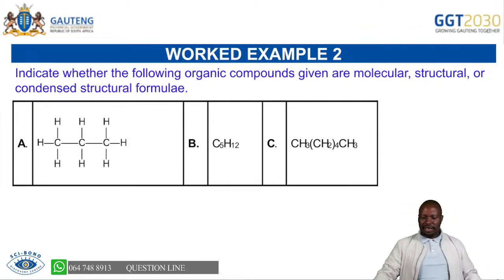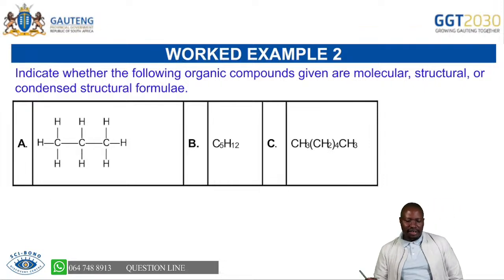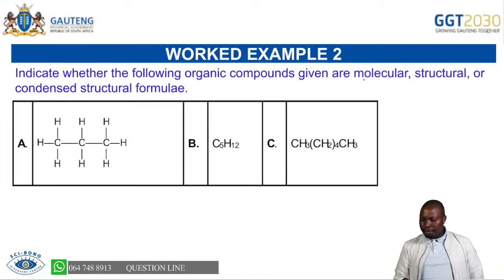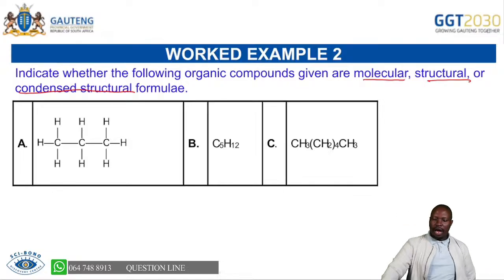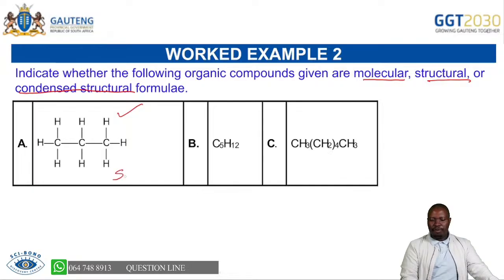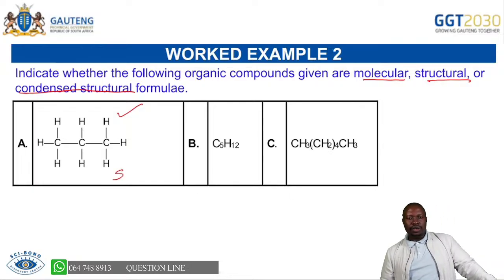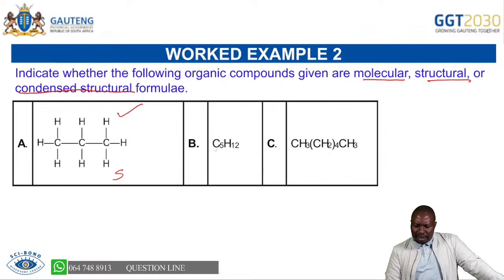Now, let's go to a worked example to indicate whether the following organic compounds given are molecular, structural, or condensed structural formula. Wherever you are responding to these questions, you are checking: okay, the first one shows all the bonds. All the bonds are shown, so it must be structural formula. But this one shows the type of atoms, which is carbon and hydrogen, and the correct number, which is C5H12. So you know this is a molecular formula, showing the type and correct number of atoms.